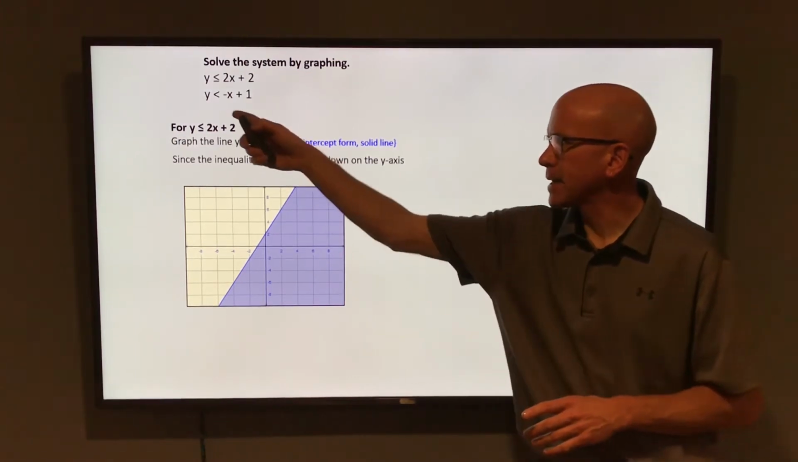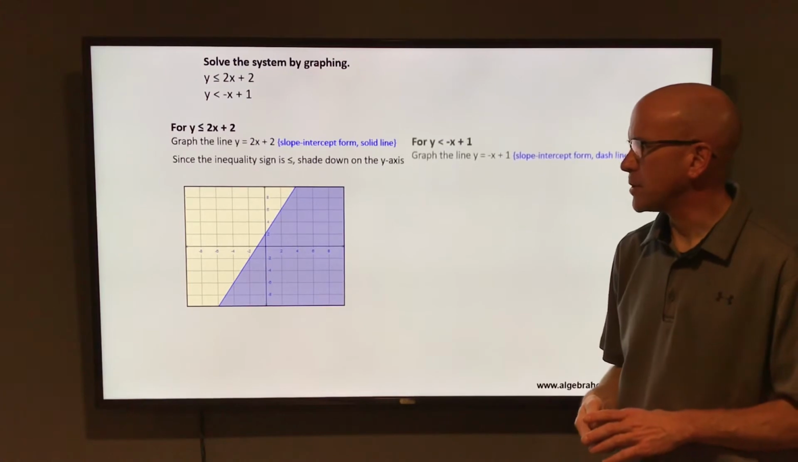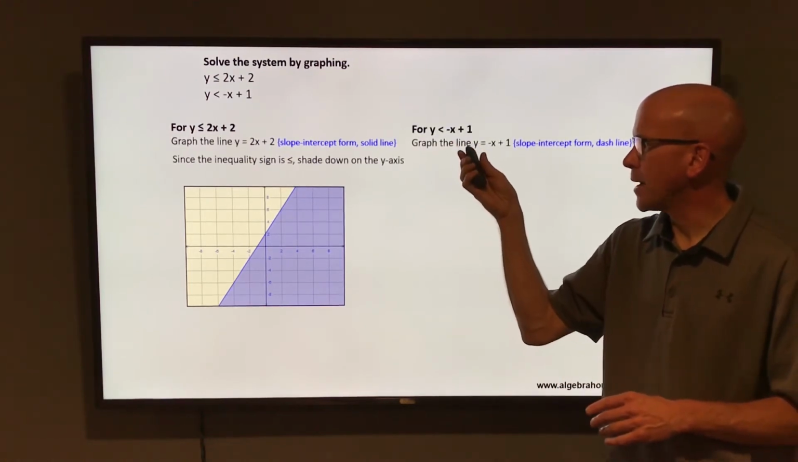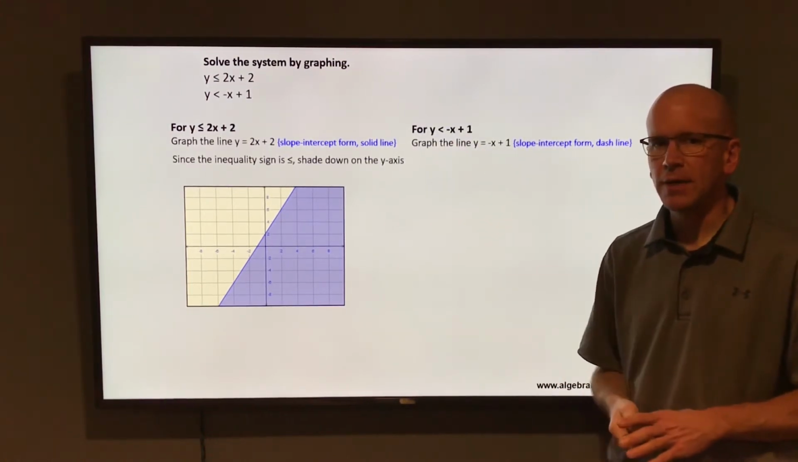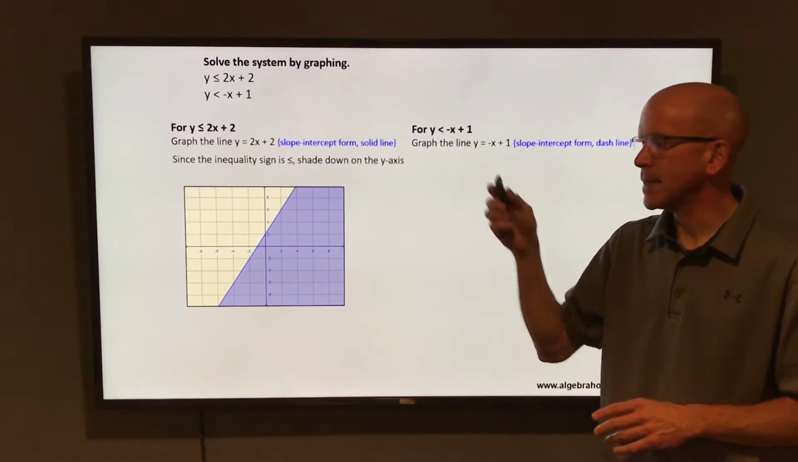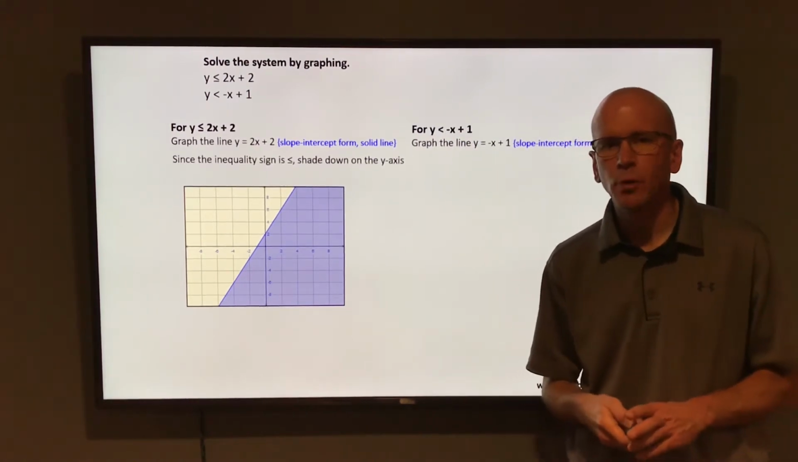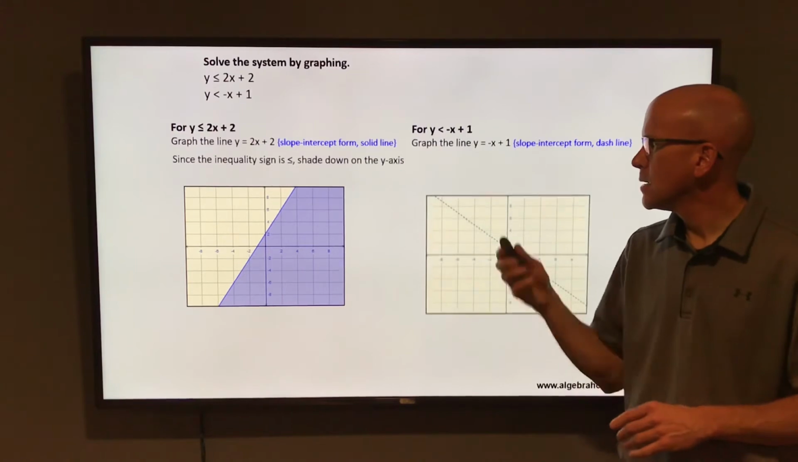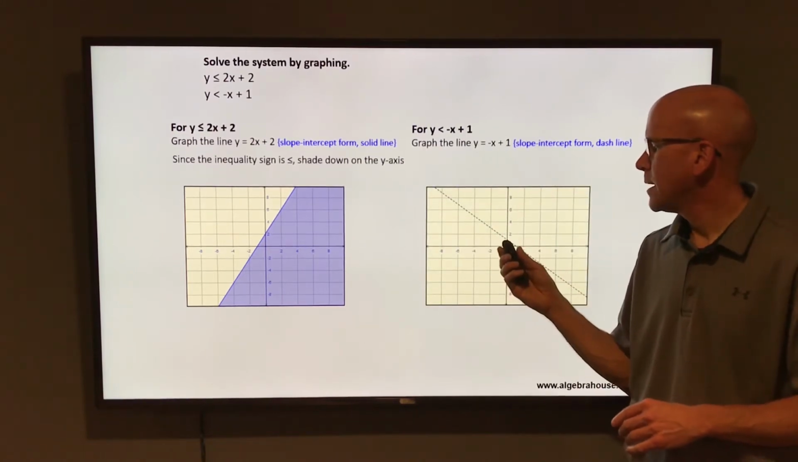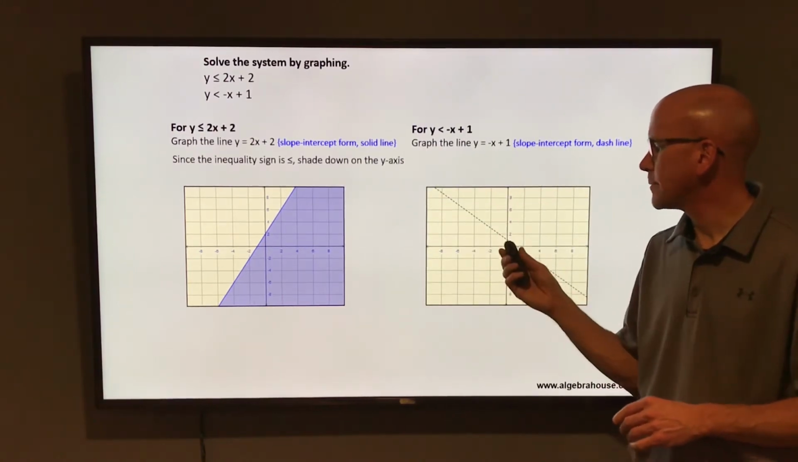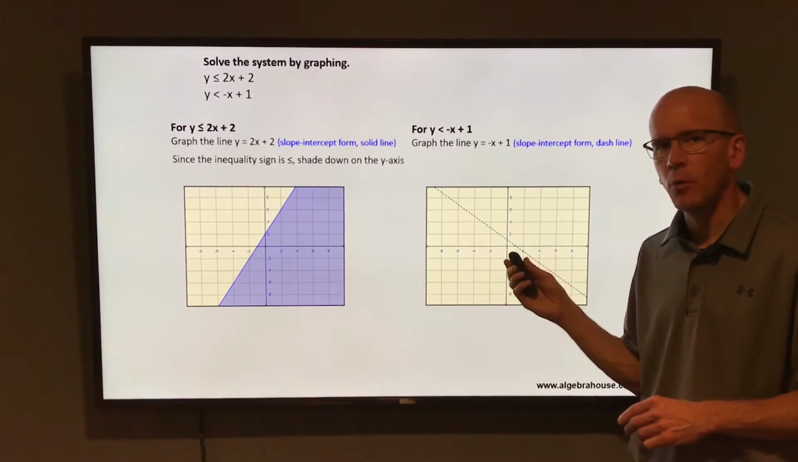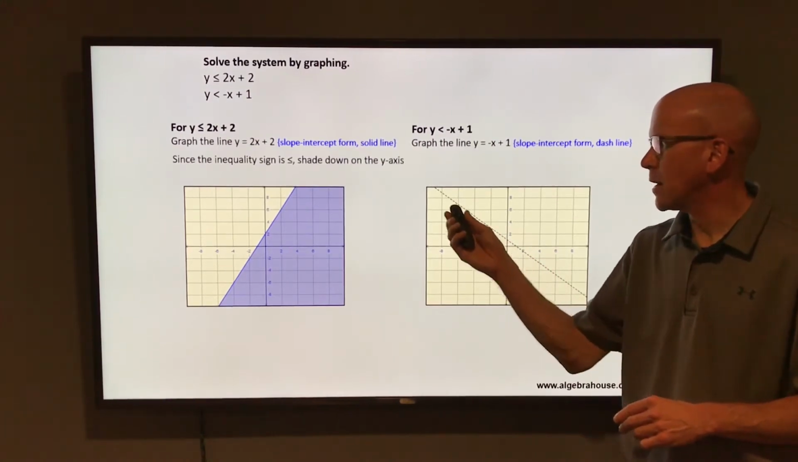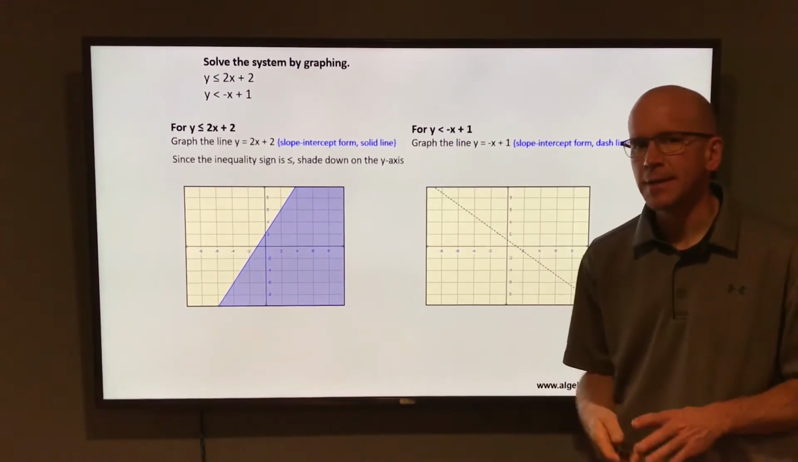So we'll graph that second inequality, y is less than negative x plus 1. To graph that, graph the boundary line y equals negative x plus 1. Now we just have a less than sign, so we're going to be putting a dashed line down. So start with the y-intercept at 1, and then from there, the slope is negative 1. Go down 1 to the right 1, put another point, and then draw a dashed line through those 2 points because you just have a less than sign.